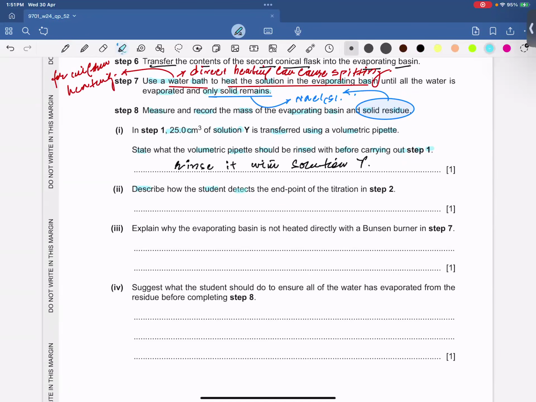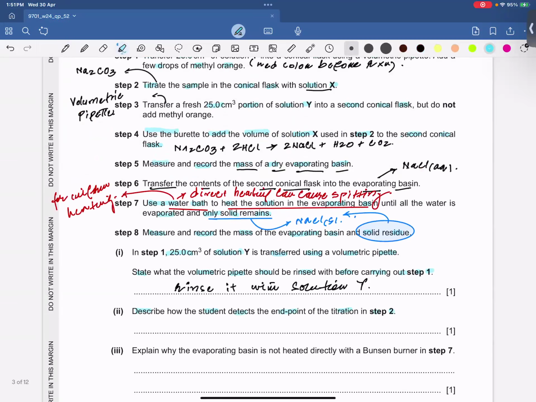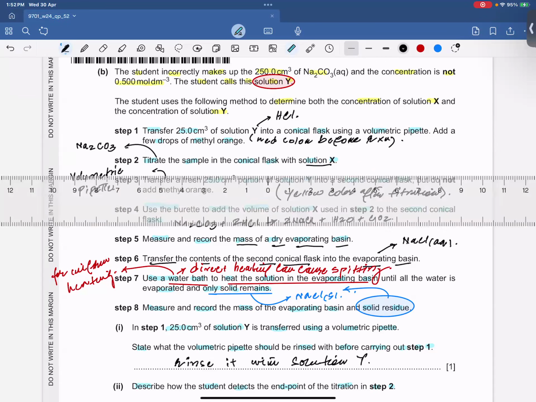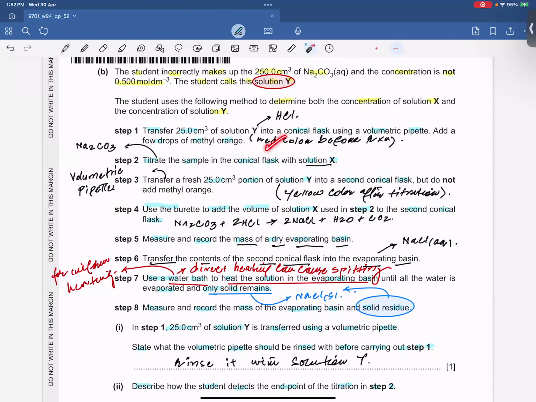Describe how the student detects the endpoint of the titration in step 2. Obviously, the red color before the experiment, and after the titration, yellow color will be observed after the reaction. So this means there is a clear permanent color change observed at the endpoint, that is from red to yellow.